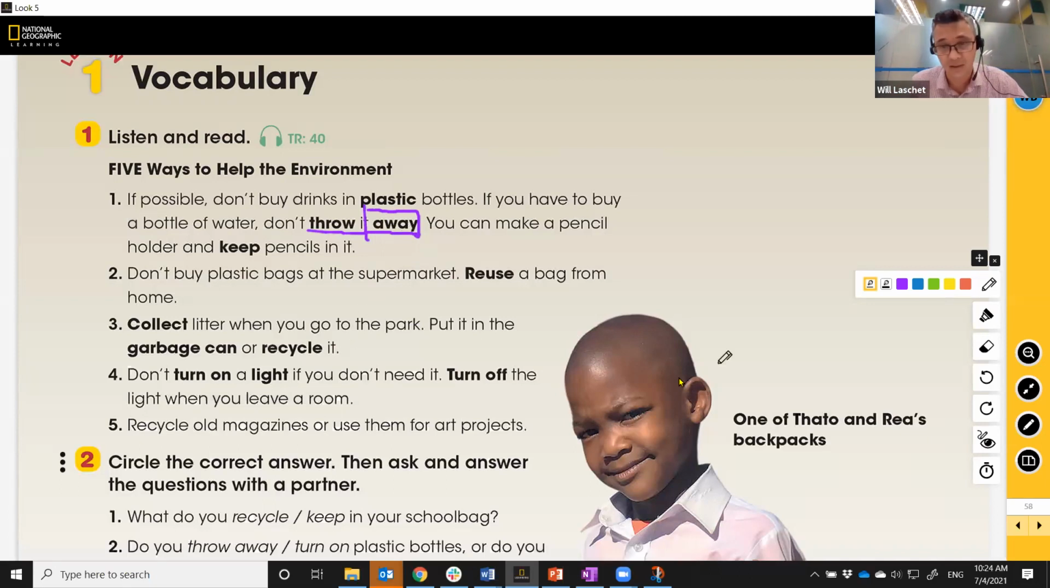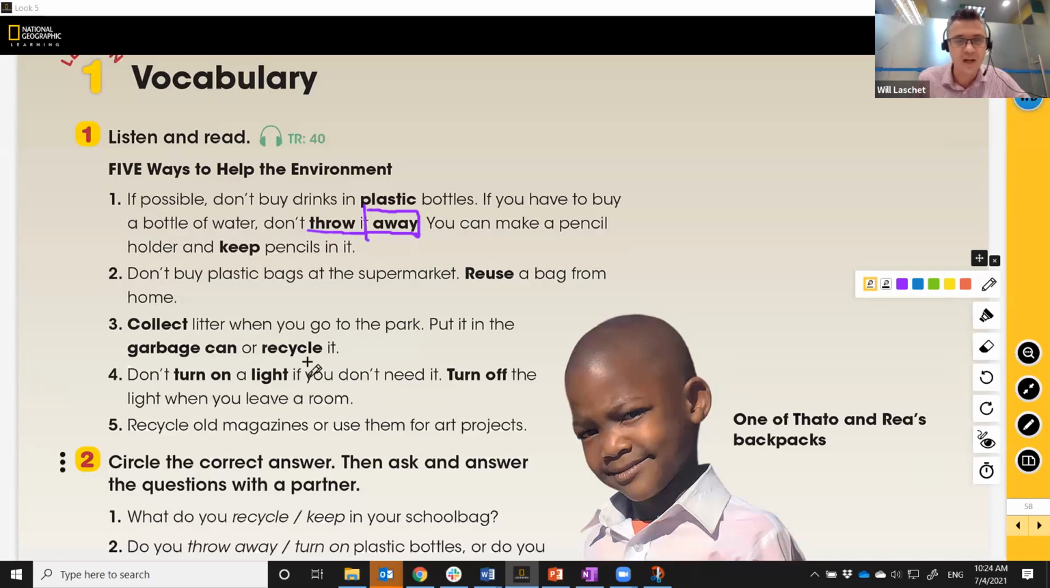We can also call it a particle, that's right. So throw and away, this is verb plus adverb, together it's a phrasal verb. Let's have a look down here. Can anyone see in the text here, can anyone find for me 2 more phrasal verbs? Just type them into the chat box.